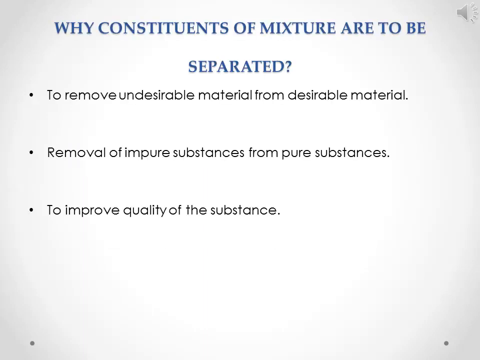Why do we need to separate the constituents of a mixture? So the reasons are: number one, to remove undesirable material from desirable material, like stones from pulses. So we remove stones from pulses so that the stones, being undesirable material, are removed. Number two, removal of impure substances from pure substances. For example, straw from milk. So straw being impure needs to be removed from the milk.